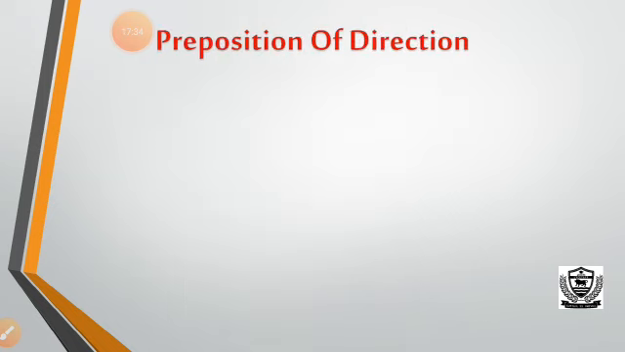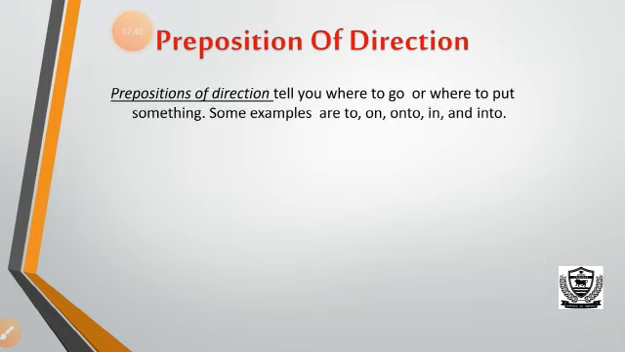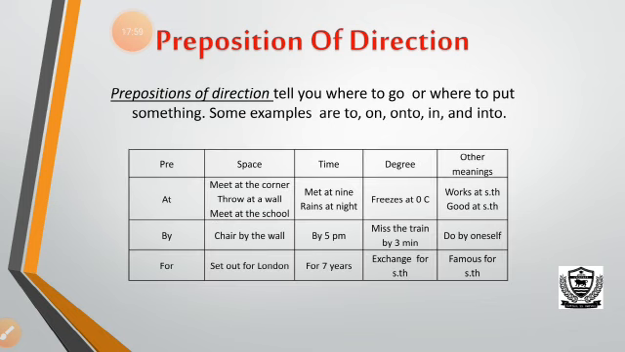Now the next one is preposition of direction. Prepositions of direction tell you where to go or where to put something. Some examples are to, on to, in, and into. Prepositions at, by, and for: these three prepositions are there for direction.